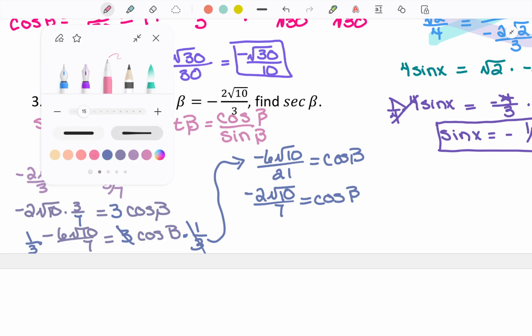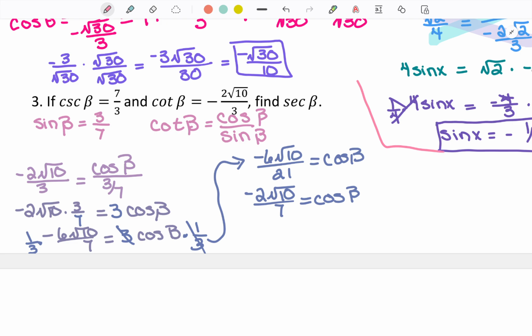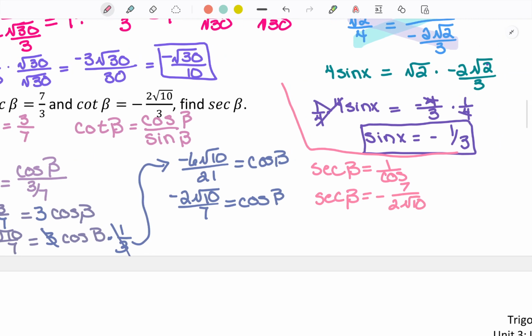So remember that secant is equal to 1 over cosine. So we should just be able to flip over our cosine and have secant. We might need to rationalize. So that gives us negative 7 over 2 square roots of 10. And then we will need to multiply by the square root of 10 over the square root of 10. That equals 7 square roots of 10 over 20. And so our final answer here is negative 7 square roots of 10 over 20.